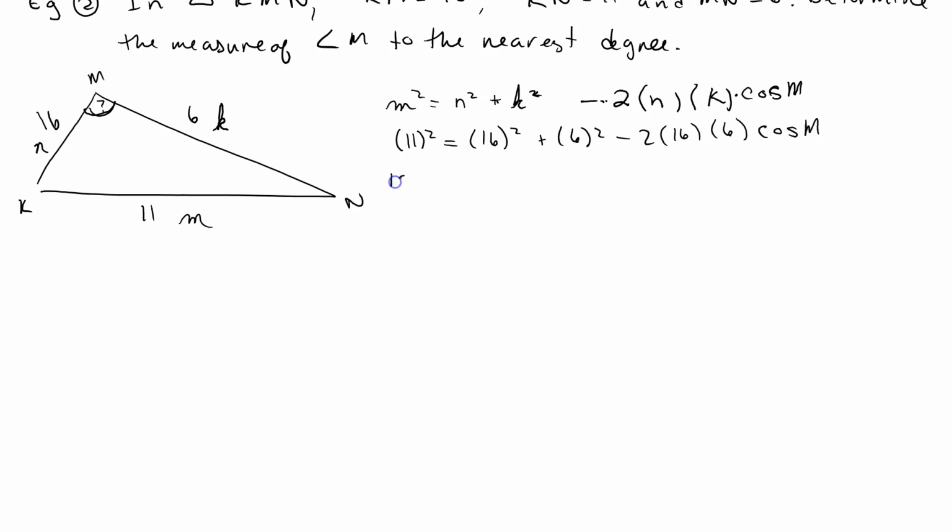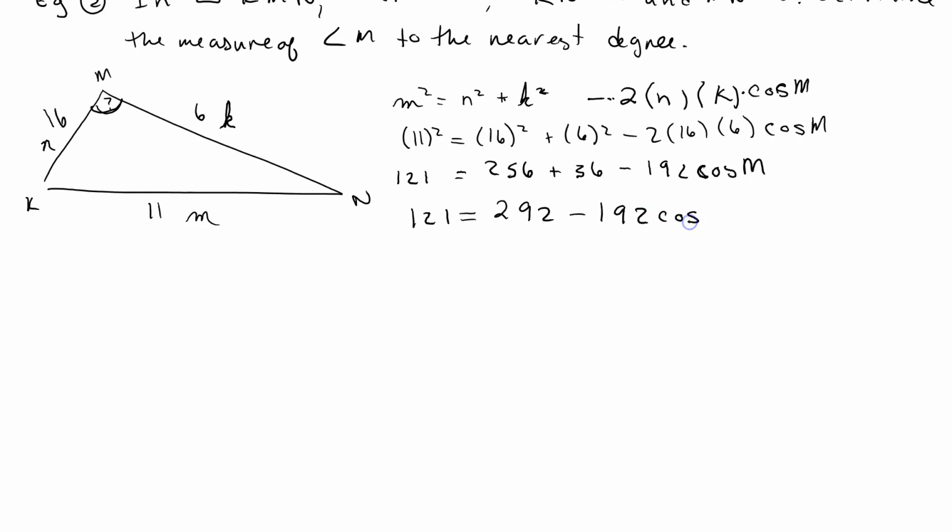So we get here that this is going to be 121 equals 256 plus 36 minus 192 cos of m. So I'm just going to simplify here, so I get 121 equals 292 minus 192 cos of m.